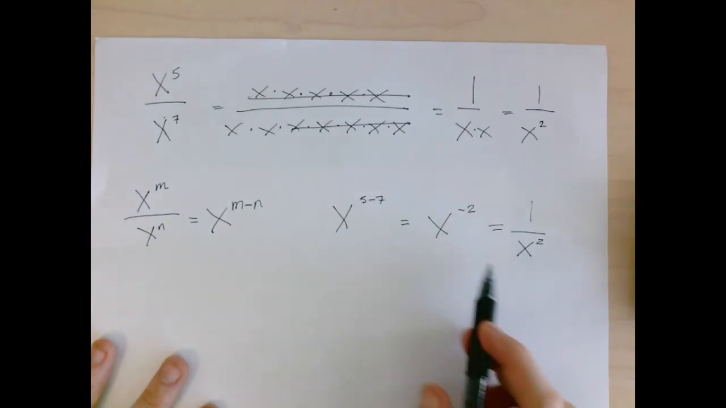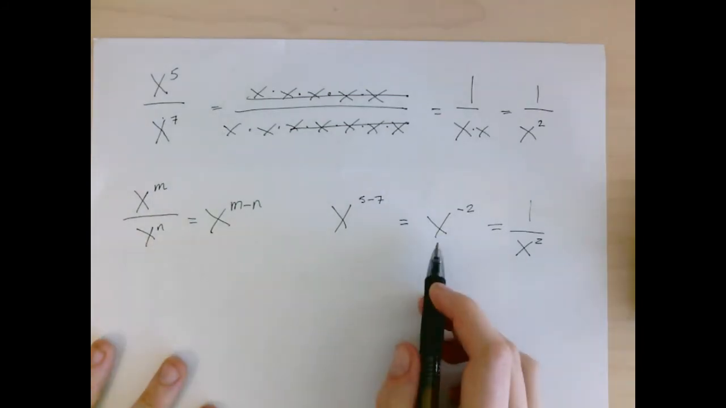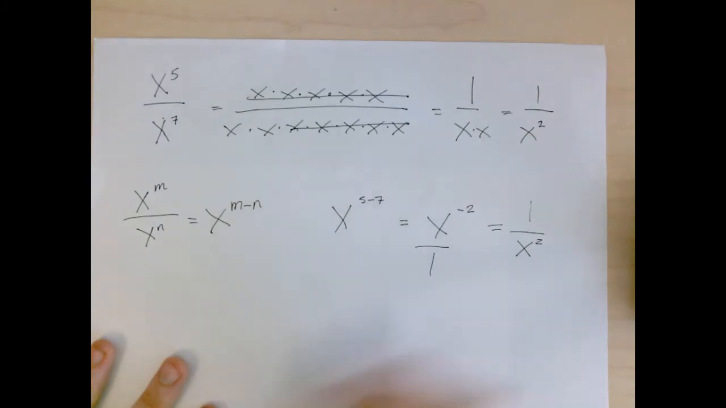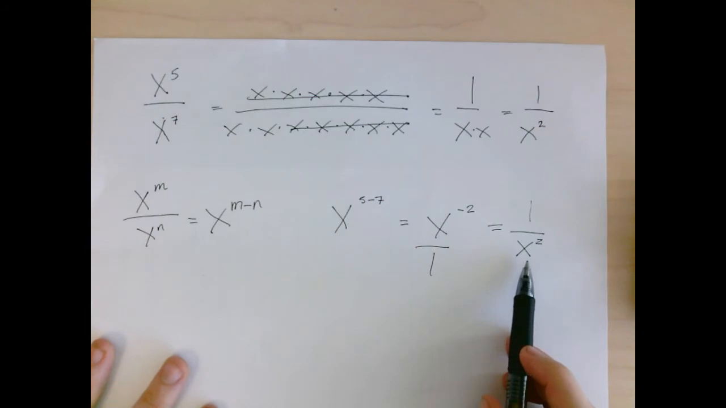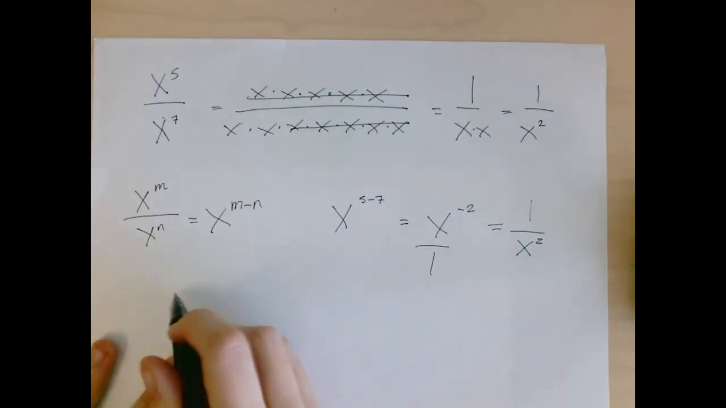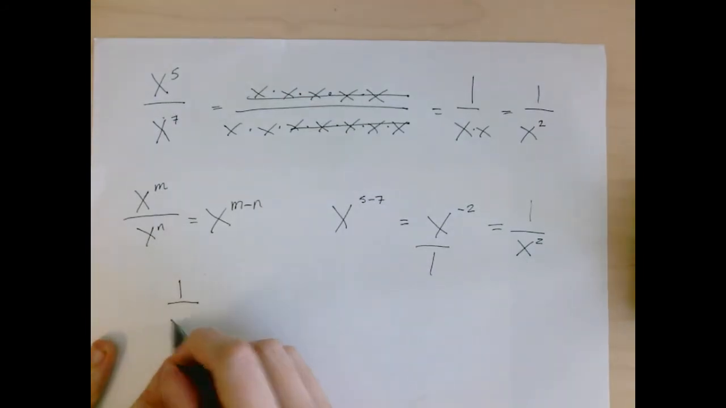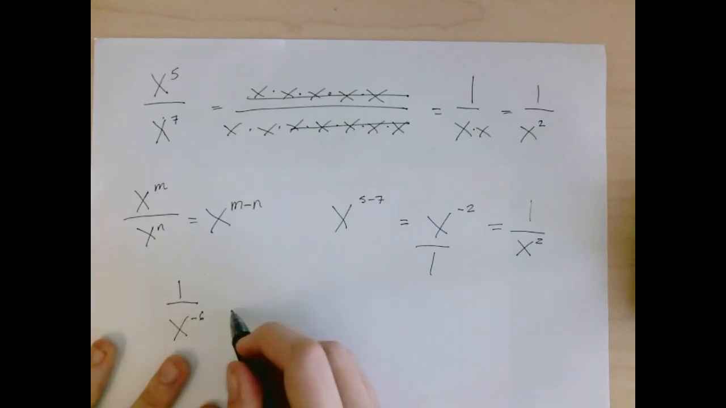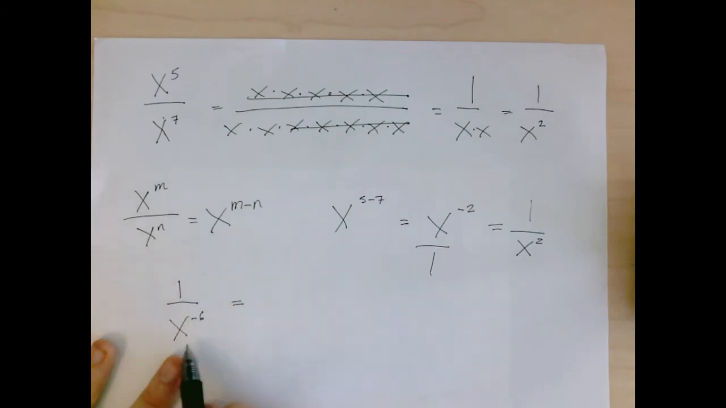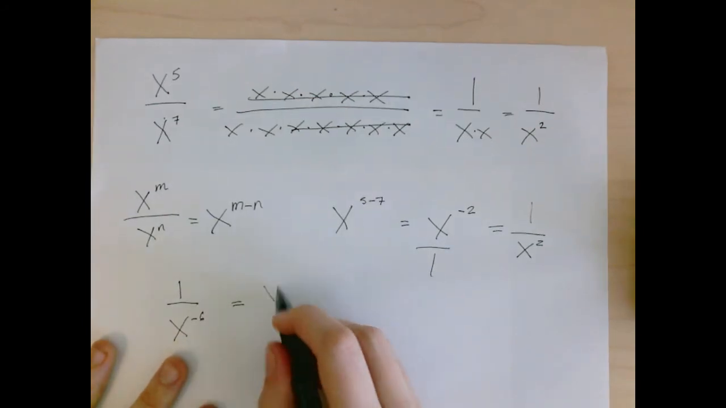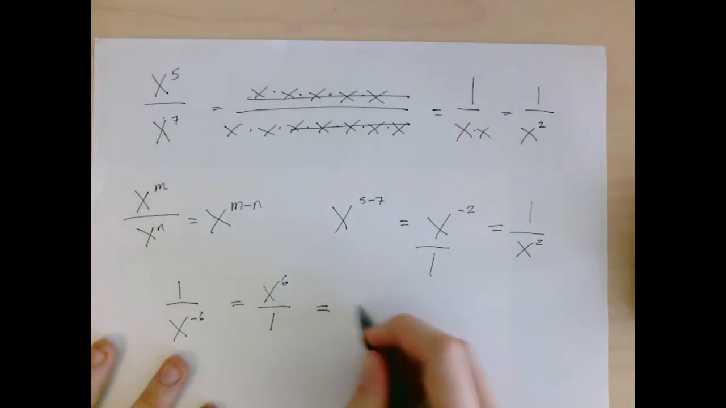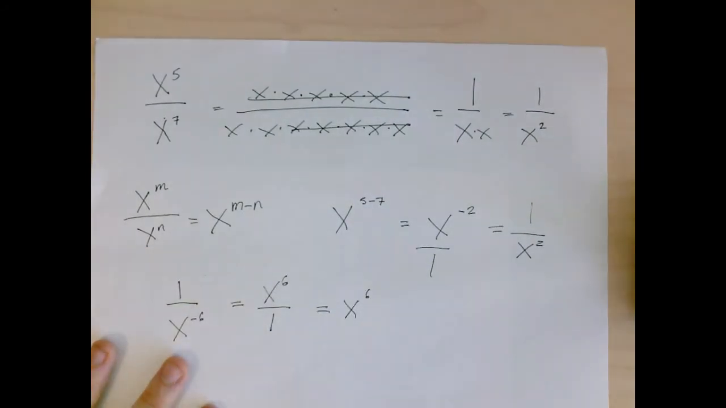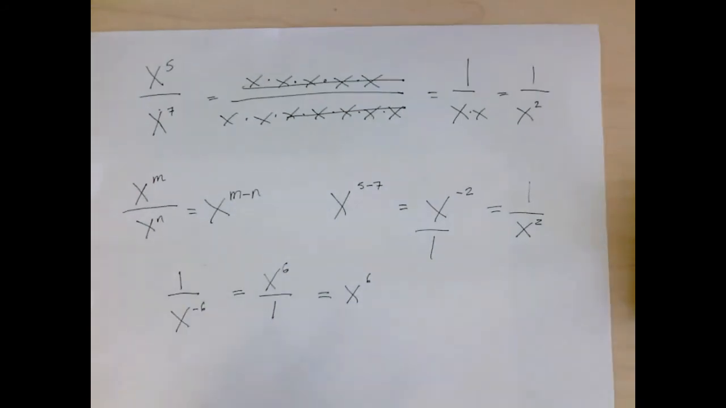I like to think of it as this x is sad in his place in this fraction, right? So to get him happy again, we're going to put him in the opposite place. So if I have something like 1 over x to the negative 6, he's feeling negative in the denominator, so I will get him feeling positive and put him in the numerator. So that's how that rule works.